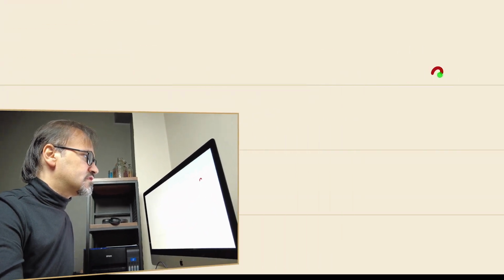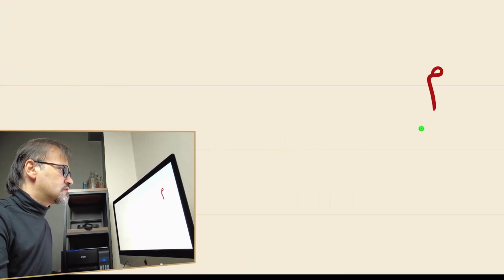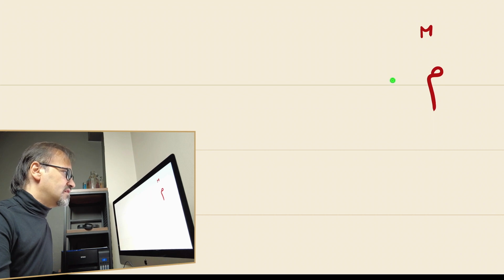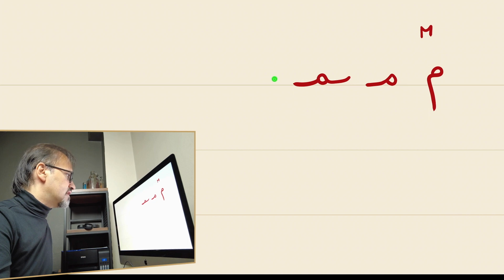Okay, let's move on. Now our next letter is the me sound, meme, which is the equivalent of M. Let's see how this is written. This is it. Okay, this is the me sound, the equivalent of M. This is how it comes at the beginning. This is how it comes in the middle. And this is how it comes at the end.